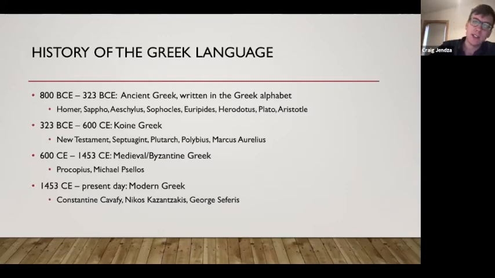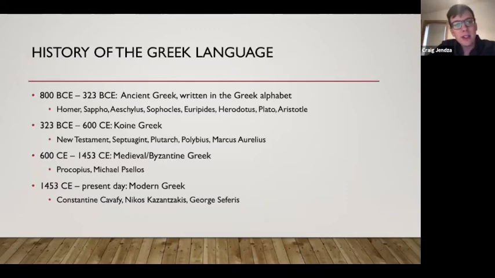600 to 1453, that's the fall of Constantinople. That's the sort of arbitrary date that we say. That's the switcheroo. Some authors here are Procopius, Michael Psellos. And then after that point, we call it modern Greek. So some authors here are Constantine Cavafy, a famous poet, Nikos Kazantzakis, who wrote Zorba the Greek, and George Seferis, who's a Pulitzer Prize winning author.